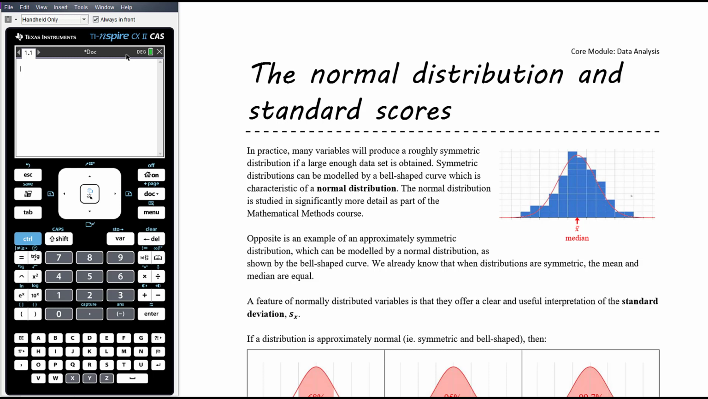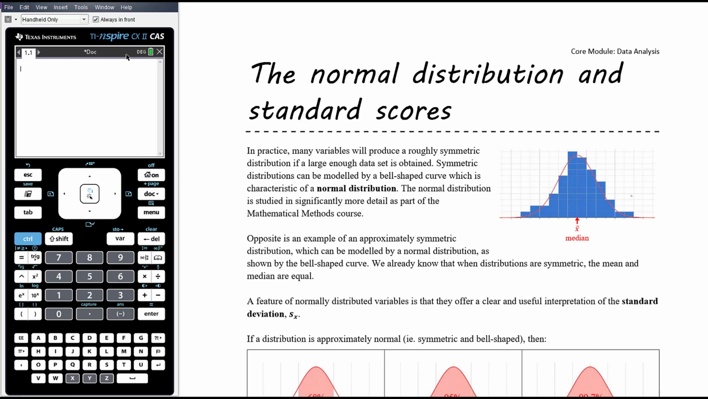Okay, so in the previous video we introduced the mean and standard deviation, and here in this video we're going to look at normally distributed variables, which give us a really nice concrete application of the standard deviation and the mean, but the standard deviation is a less familiar thing. So in practice, many variables will produce a roughly symmetric distribution, particularly if a large enough data set is obtained.